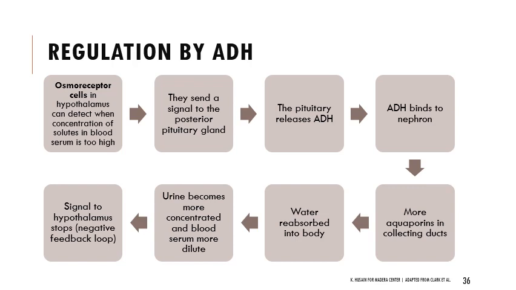ADH is going to travel through our body and bind to the nephron at the collecting ducts. Or technically at the distal convoluted tubule, but close to the collecting ducts. That signal is going to cause more aquaporins to be put into cell membranes. So water is going to get reabsorbed into the body. That means that the urine is going to become more concentrated. Our blood serum is going to become more dilute. So then a signal is sent to the hypothalamus that stops this process. Those osmoreceptor cells recognize that blood serum is now being dilute. They stop sending that signal to produce ADH, so it's a negative feedback loop. So again, negative feedback loops keep us in homeostasis.